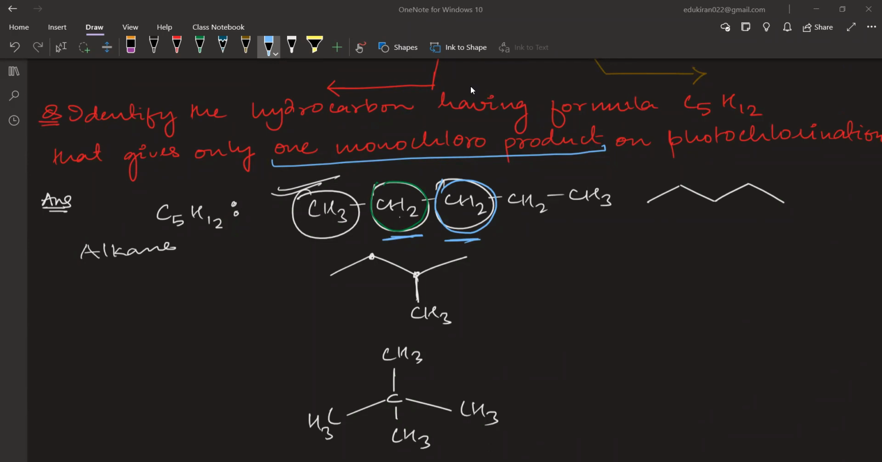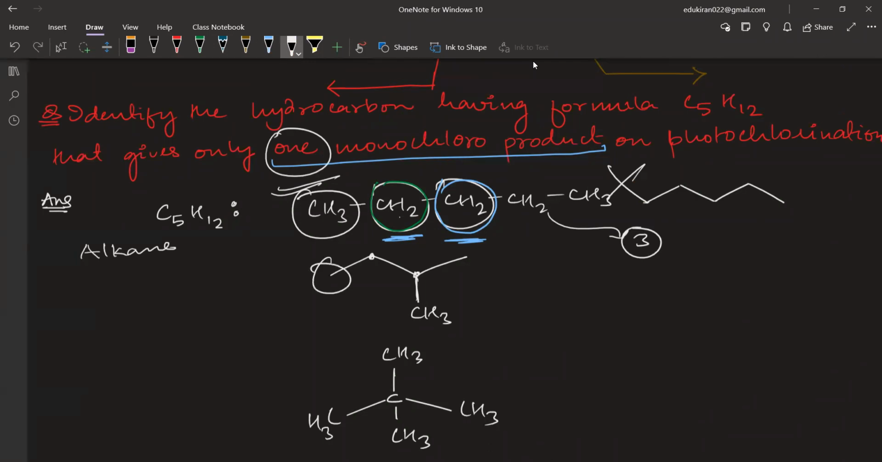Okay, so all of you know that this CH2 is connected to CH2, but this CH2 is connected to one CH3 and the other is CH2. And that is why they will be different. So obviously this will give me how many products? This will give me 3 products, but we need only one product. So this will not be our molecule. Let us move to the next case.